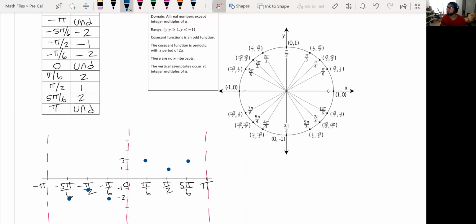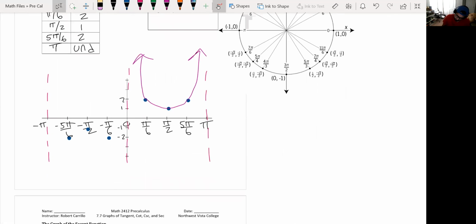Okay, well, guess what type of graph we're going to have inside between our vertical asymptotes? You're going to have the graphs of parabolas. There you go. And that is the graph of cosecant.